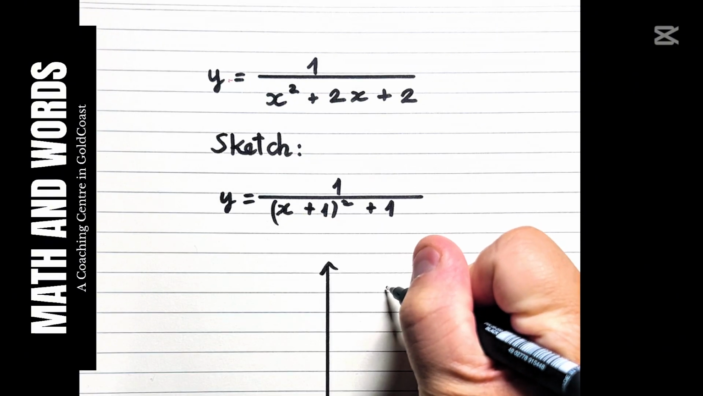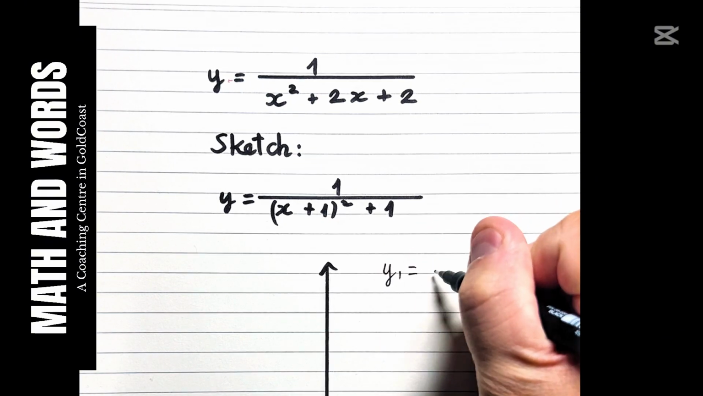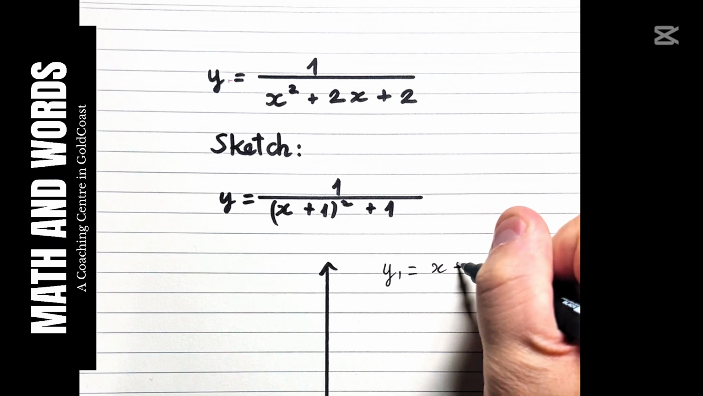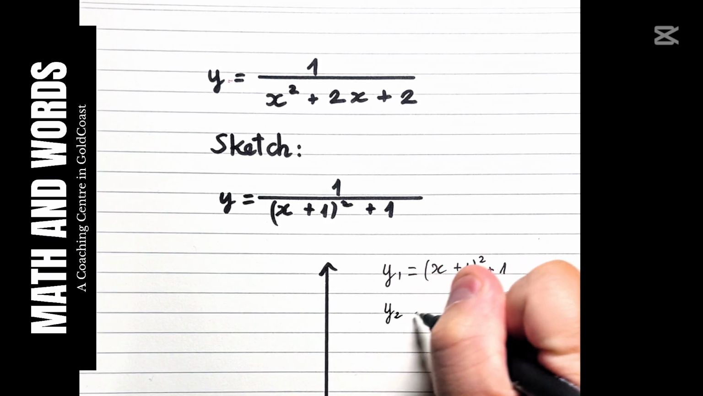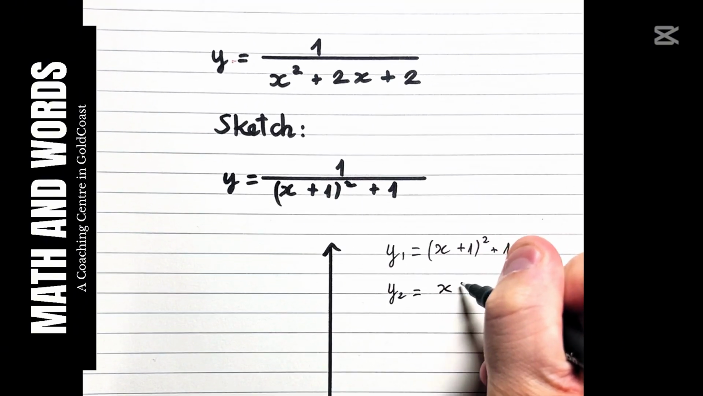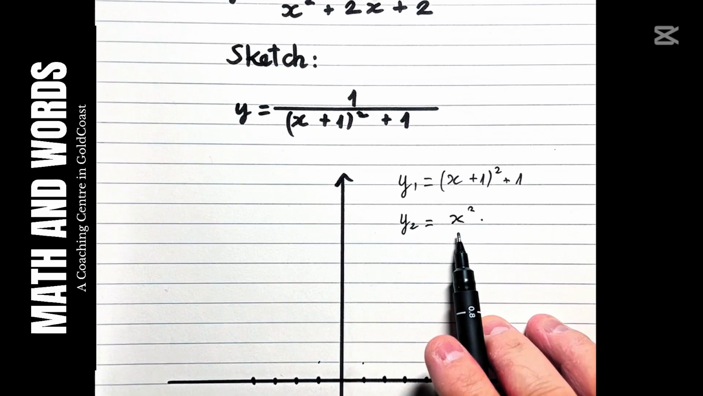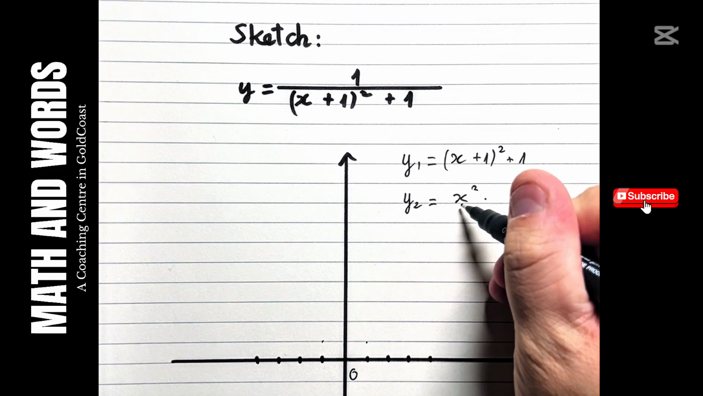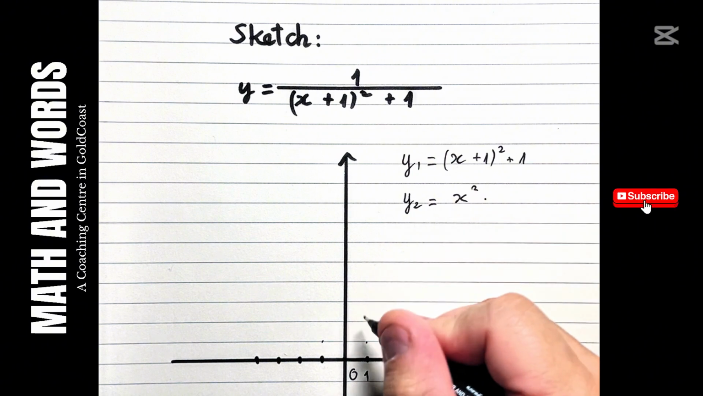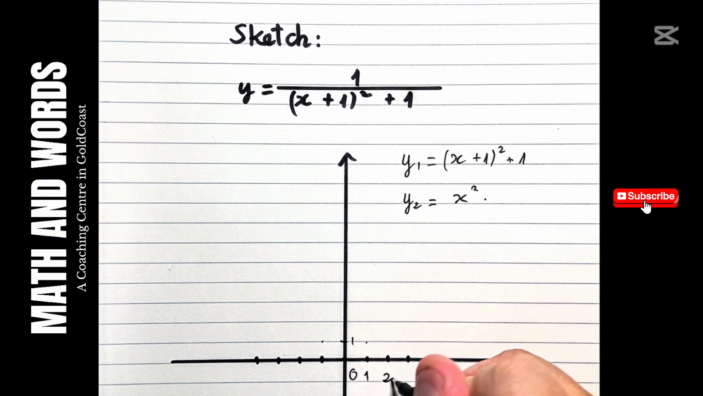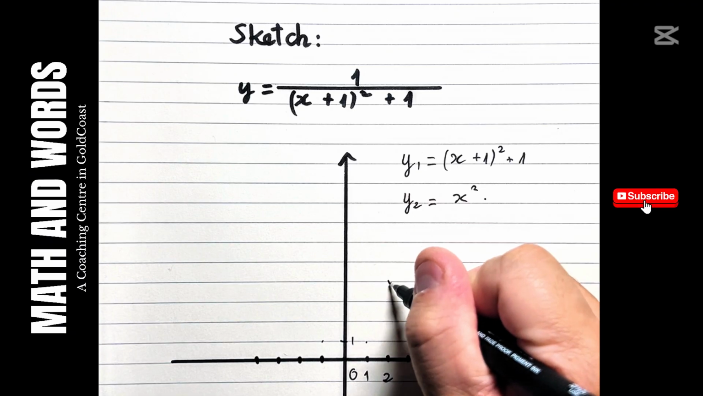First of all, I'm going to sketch this graph first. y1 equals (x plus 1) squared plus 1. Or maybe I'm just going to sketch y2 first. y2 equals x squared. In case you don't know how to sketch this parabola, you're just going to plug in x equals 0. If x equals 0, we have y equals 0. If x equals 1, y equals 1. If x equals 2, 2 squared equals 4, so we have y equal to 4.